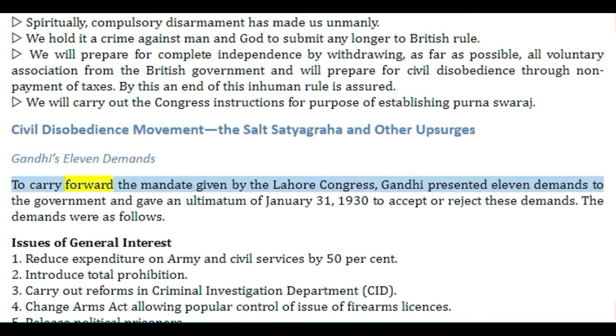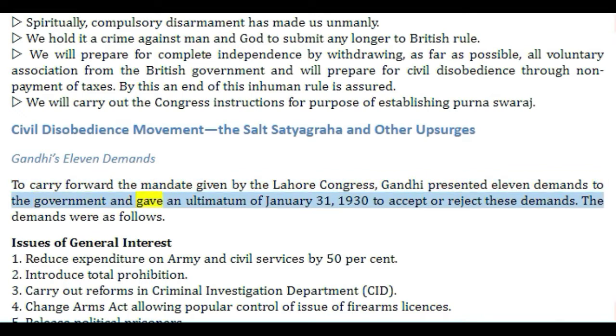To carry forward the mandate given by the Lahore Congress, Gandhi presented 11 demands to the government and gave an ultimatum of 31st January 1930 to accept or reject these demands. The demands were as follows.